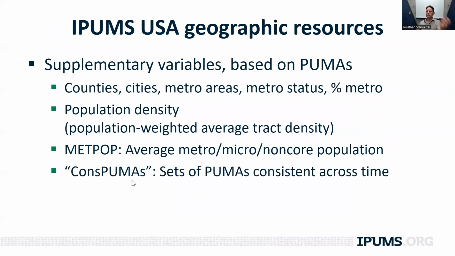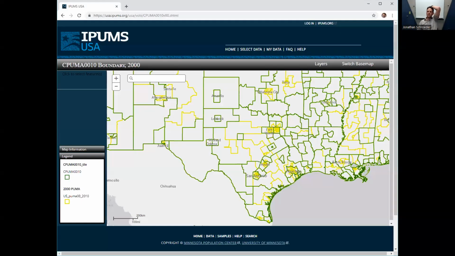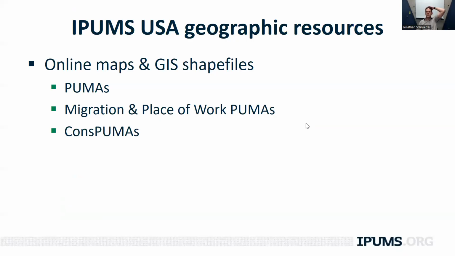In addition, we also have something we call cons PUMAs, which are sets of PUMAs that are consistent across time. Because PUMAs change every 10 years with each new census, we identify sets of PUMAs that are consistent, so you can do analysis across time with consistent units. And we have a web page where you can go to see what those cons PUMAs look like.